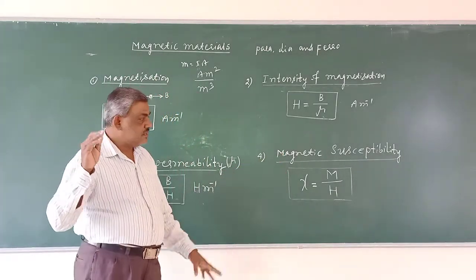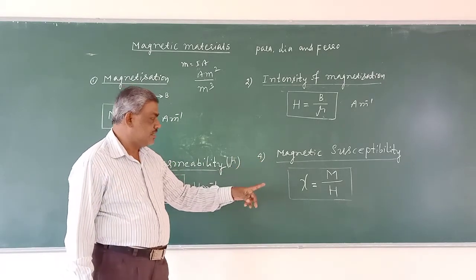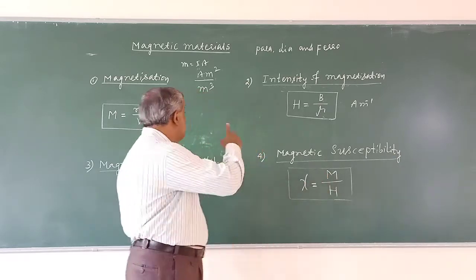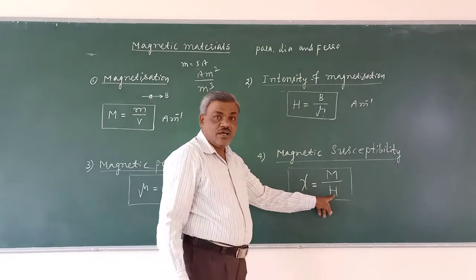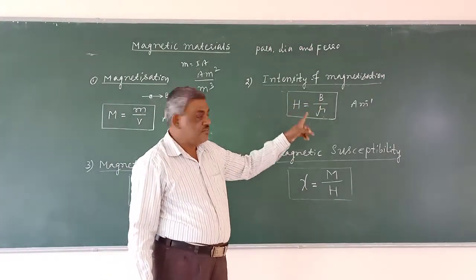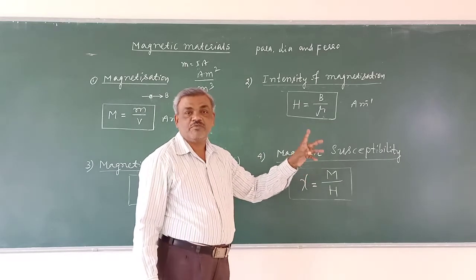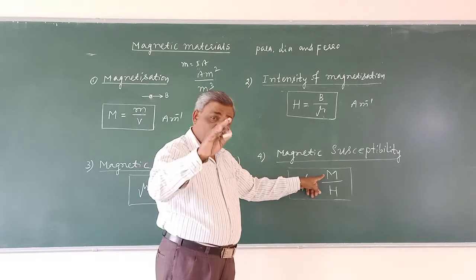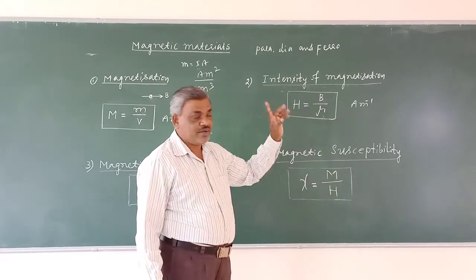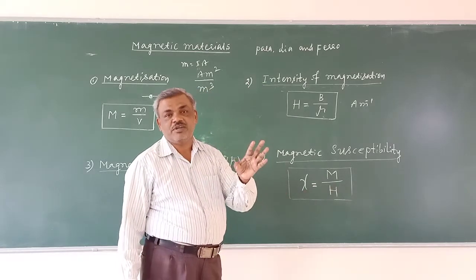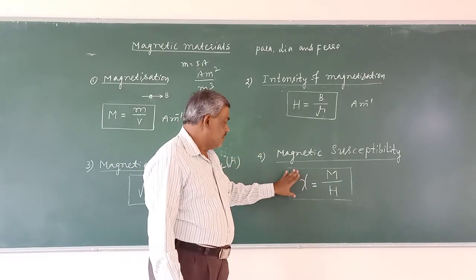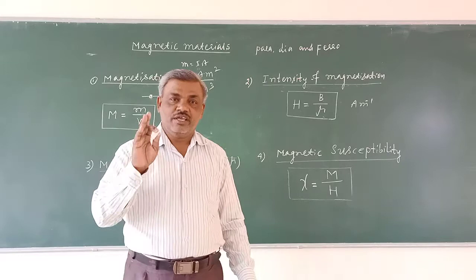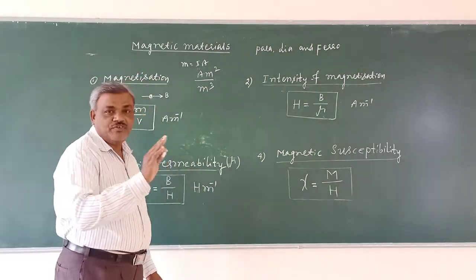So what is magnetic susceptibility? Define magnetic susceptibility: the ratio of magnetization to the intensity of the magnetic field is called magnetic susceptibility. The symbol chi equals capital M by H. Capital M is the magnetization. H is the magnetic field intensity.